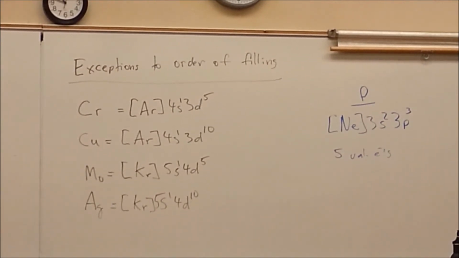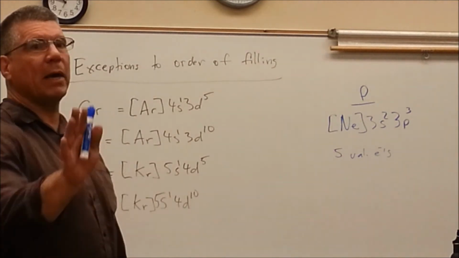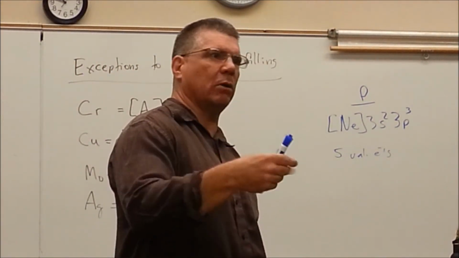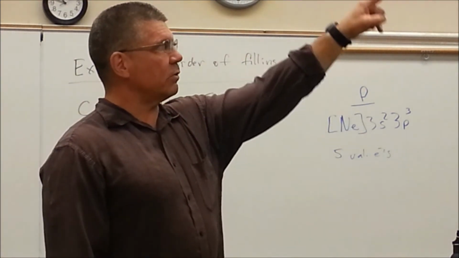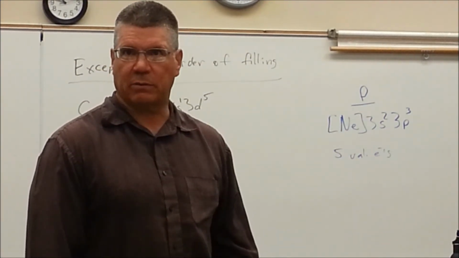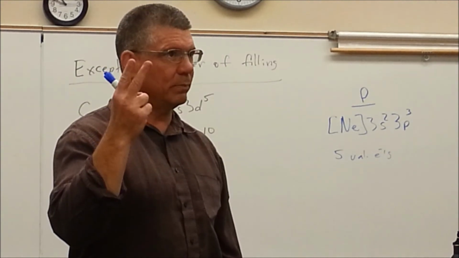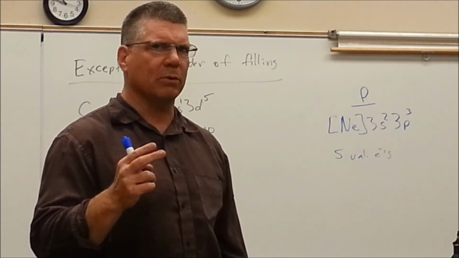So that gives you a shortcut, at least for the main group elements. Don't try this with the transition elements. I'll talk about those in a second. But everything in the first column, how many valence electrons do you think it has? 1. Second column? 2.